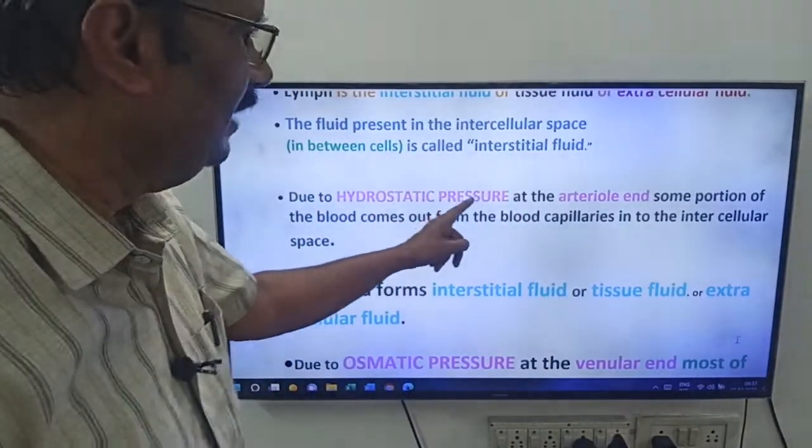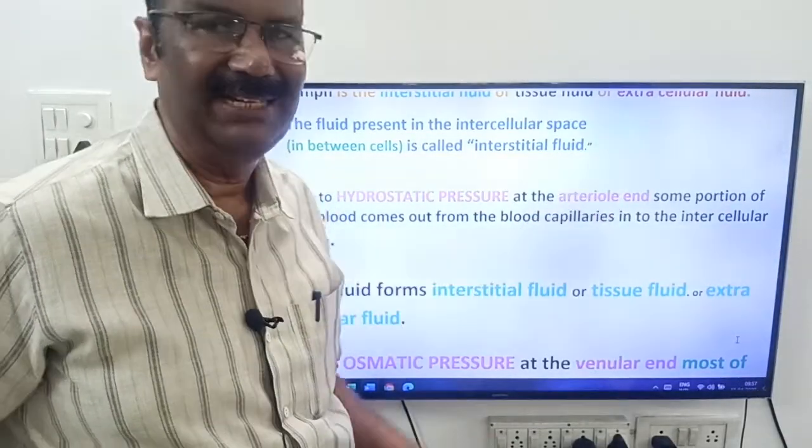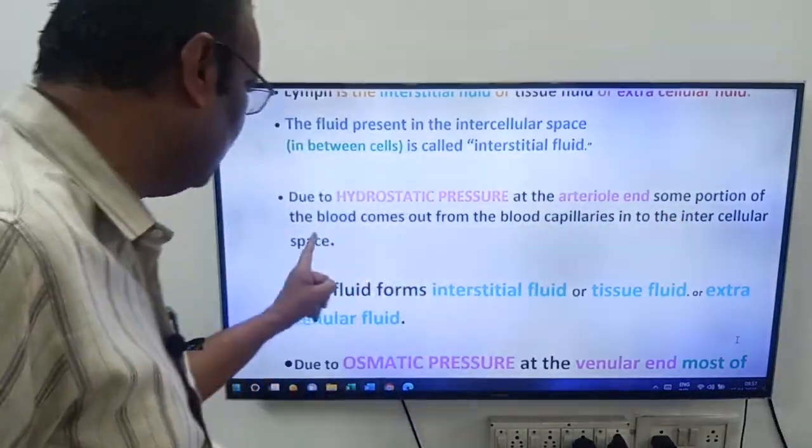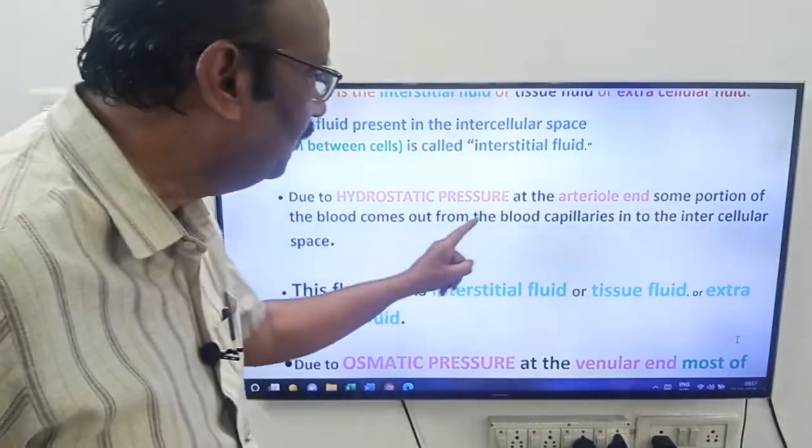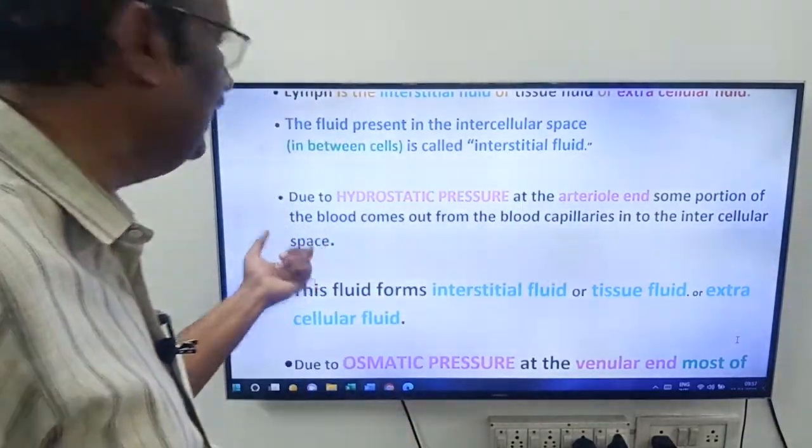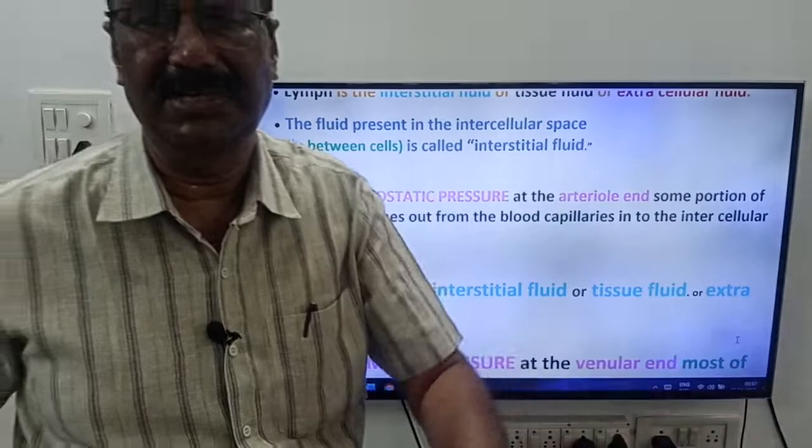Due to hydrostatic pressure at the arteriole end, some portion of the blood comes out from the blood capillaries into the intercellular space. This is important, friends.